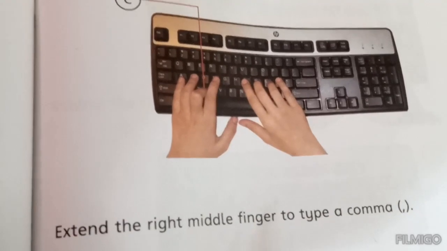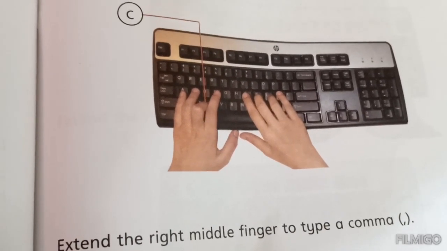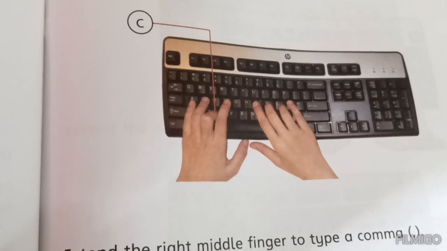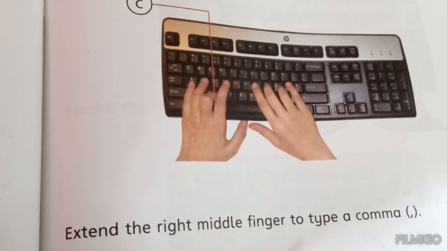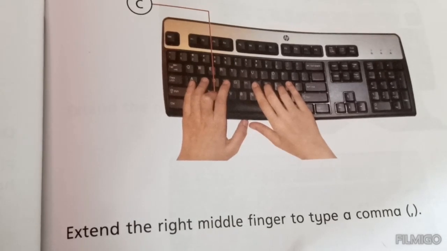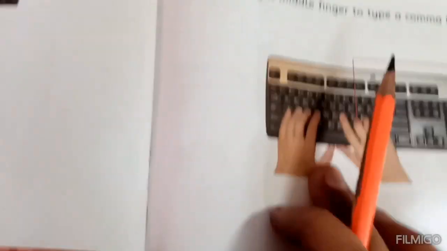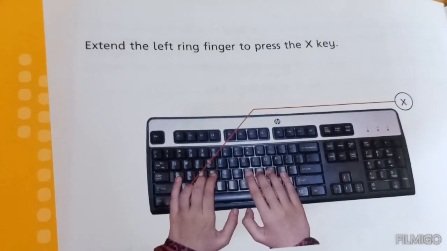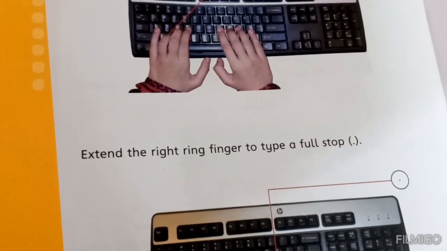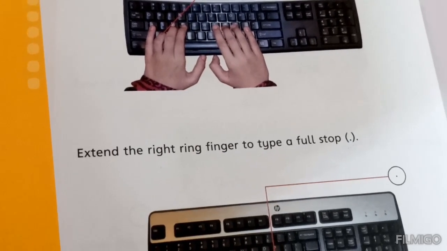You can see in this picture that you press the C key by using your left middle finger, and you press the symbol of comma by using right middle finger. Now this is your page number 66. Extend the left ring finger to press the X key, and extend the right ring finger to type a symbol of full stop.